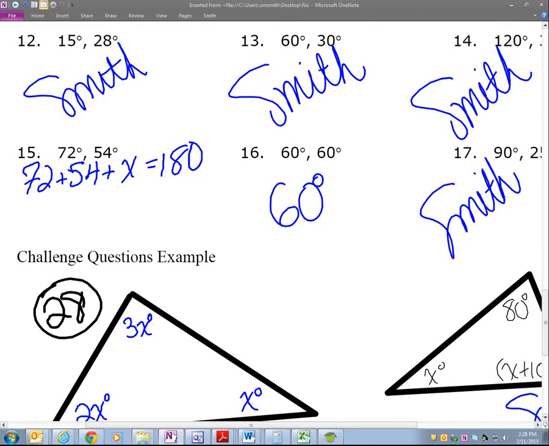You guys can handle it. It has to do with how much you remember from combining like terms. Yes, ma'am? On the homework, you have to show all that. Yes, I want you to show all your work.